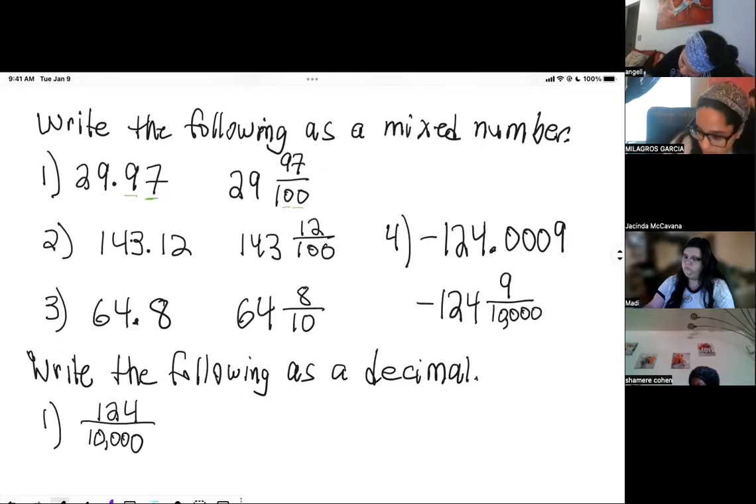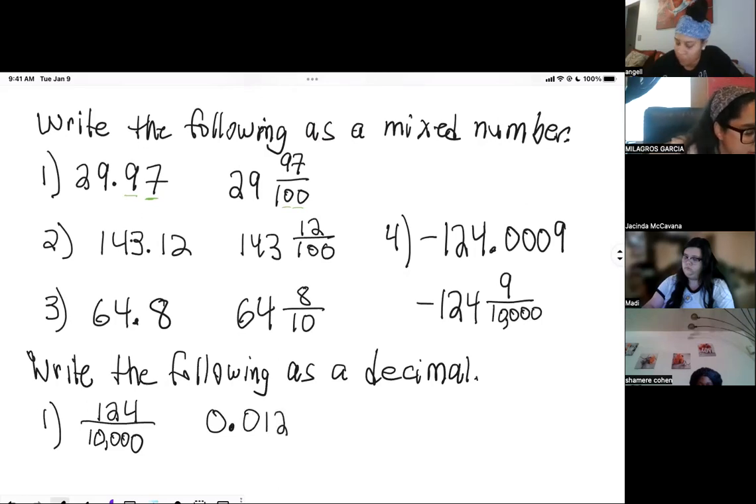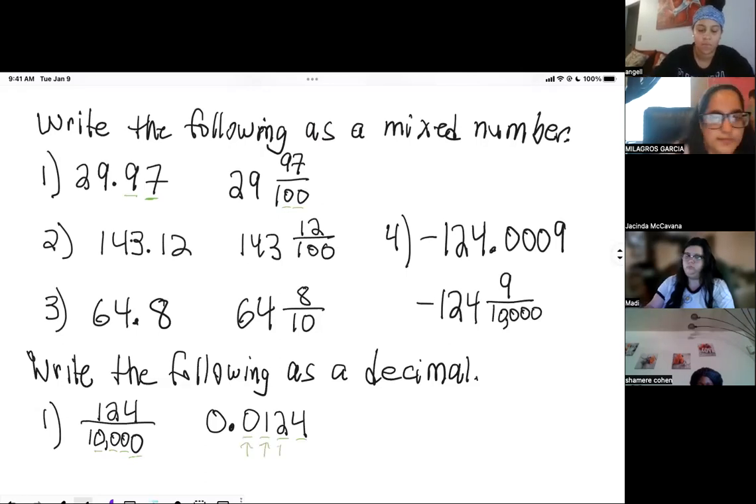Okay, so we know there's no whole number, so 0 point. We know it's 124, but it has to be in a 10,000s place. Notice there's 4 zeros, right? 1, 2, 3, 4. So I know that I have to have 4 numbers. So it has to be 0, 1, 2, 4. Another way you can check yourself too, using the 0 thing, because it has to be a 10,000s place. This is a tenths, this is a hundreds, this is a thousands, that's a 10,000s place.